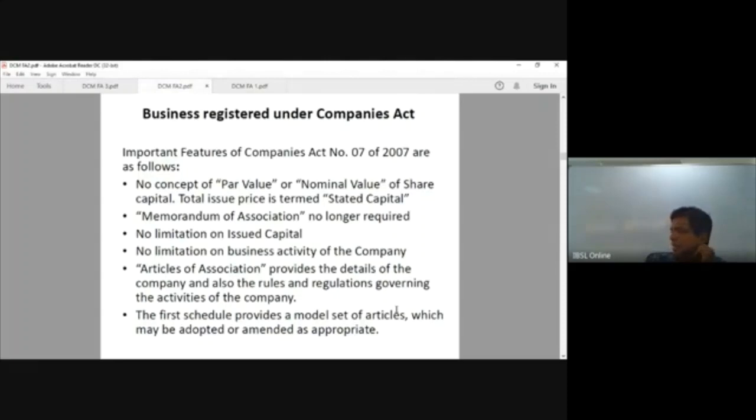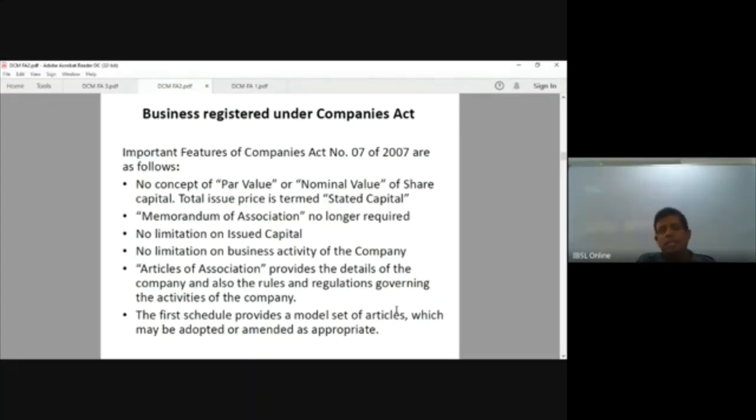Then these are a few points that came to light with the implementation of this 2007 Act. Actually, this is not a new Act. Now it's almost 14 years. But I thought of explaining these points as well.